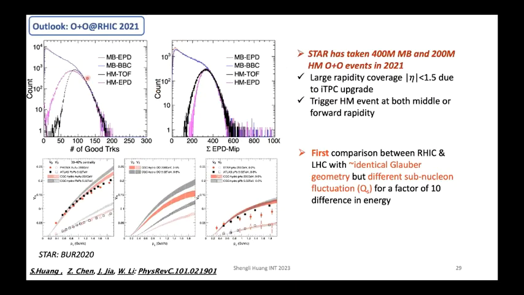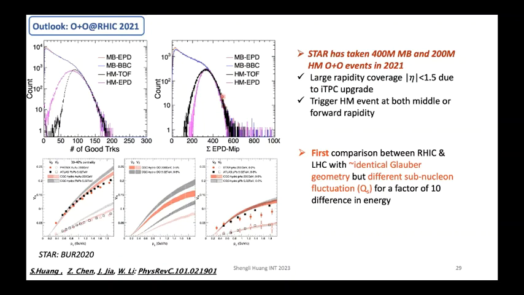Okay, so then we also took the oxygen-oxygen data in 2021. That's really good. We have different triggers. You can see we have the more central trigger with the BBC, that is mid rapidity, and also the high trigger with the EPD, that is backward rapidity, so that can give us different centrality selections. We also took quite a lot of data, 400 million minimum bias plus 200 million high multiplicity events.